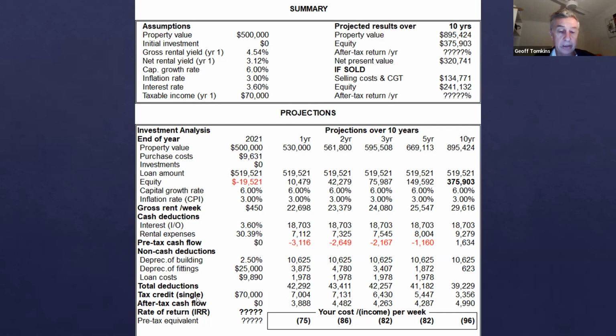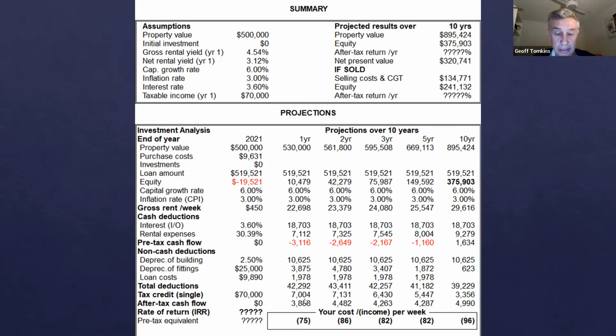This is based on a single person with a taxable income of 70,000. So based on that income and those expenses, in this scenario, this client will get a tax refund of about 7,000 in year 1, 7,000 year 2, and it drops off year 3, 4, and 10. So as you can see, very, very strong. So 7,000 in year 1, what's that, around $120, $130 per week on top of your rental income, massive difference.